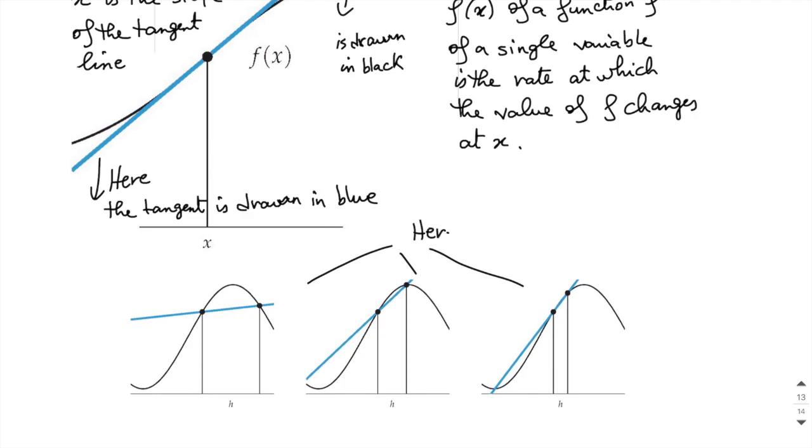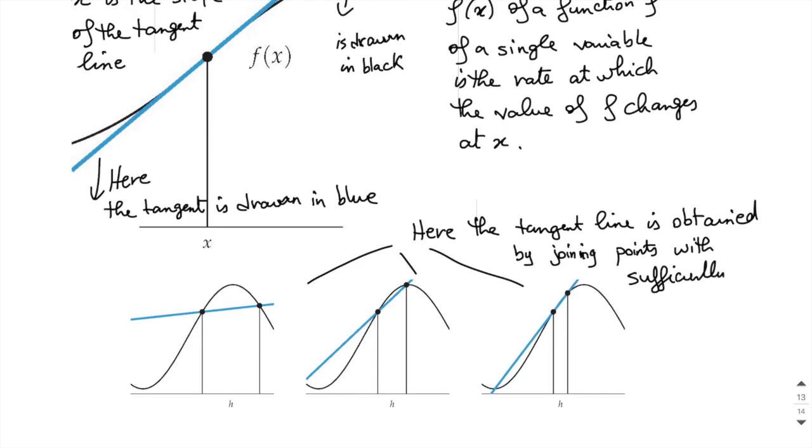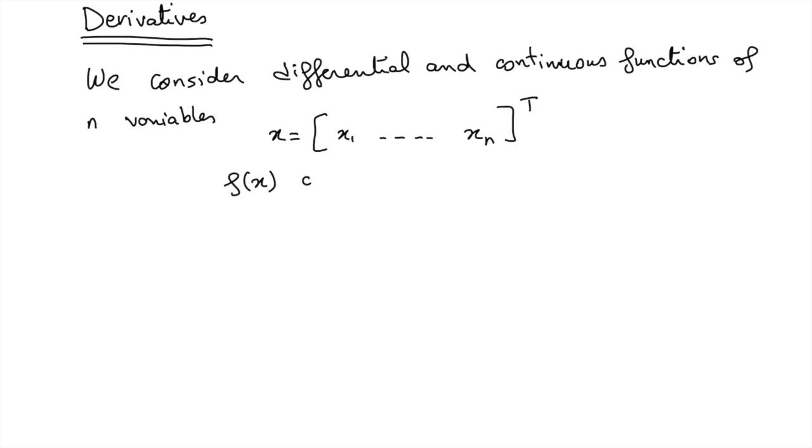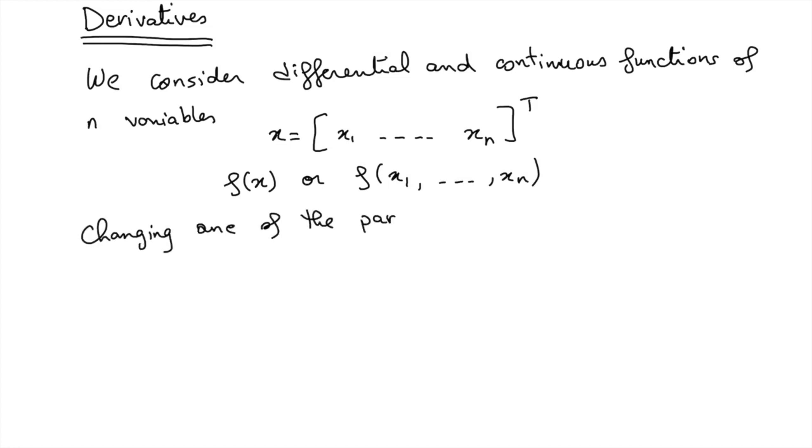Now if we take these three figures, here the tangent line is obtained by joining points with sufficiently small step differences. So here, as you see, for derivatives in general, we consider differentiable and continuous functions of n variables x from x1 to xn. The function is denoted by f of x or f of x1 until xn. Changing one of the parameters affects the value of f.